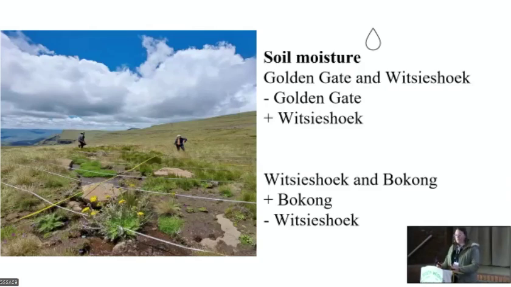This is opposite for soil moisture. So when the species occurred at Golden Gate and Witsy's Hook, soil moisture had a negative effect at Golden Gate and a positive effect at Witsy's Hook. But when the species occurred at Witsy's Hook and Bokong, it had a positive effect at Bokong and a negative effect at Witsy's Hook.